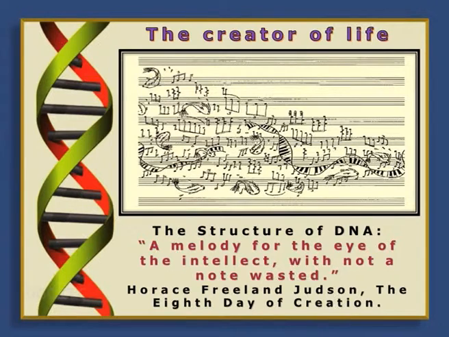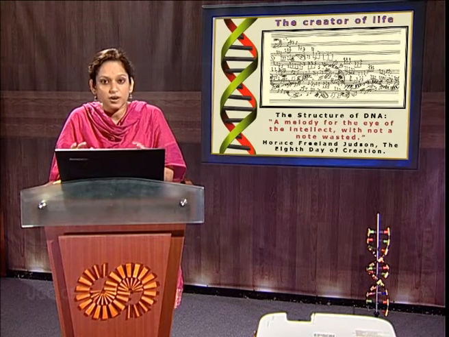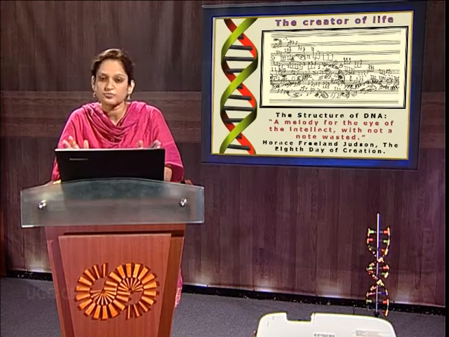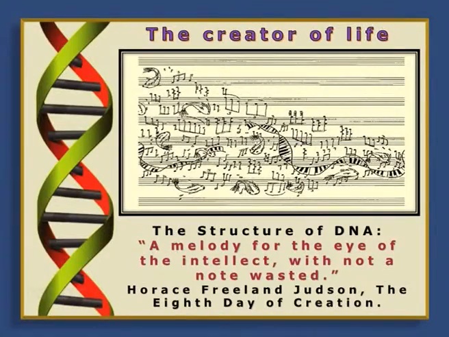Now what does it show? We know that a musical note always stores the musical rhythm in it, so this can be compared with the bases present in the secondary structure of DNA, which codes for the musical rhythm of life. Due to the genetic information stored in the secondary structure of DNA, it codes for the musical rhythm as well as for the diverse forms of life. Thus, it can be very wisely said that DNA is also a melody for the eye of the intellect, with not a note wasted.